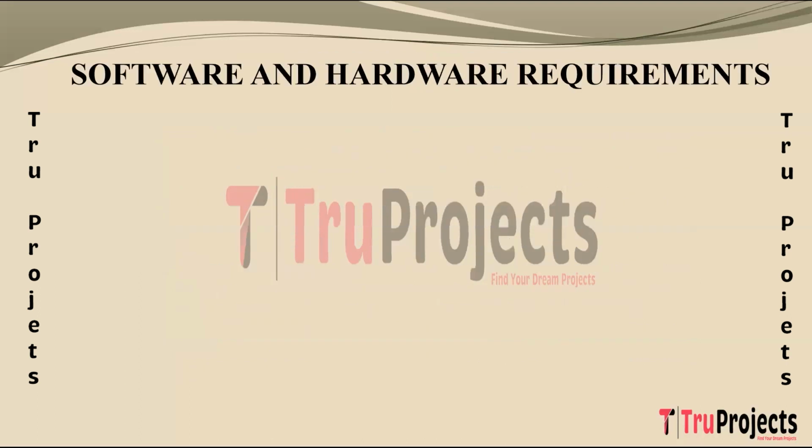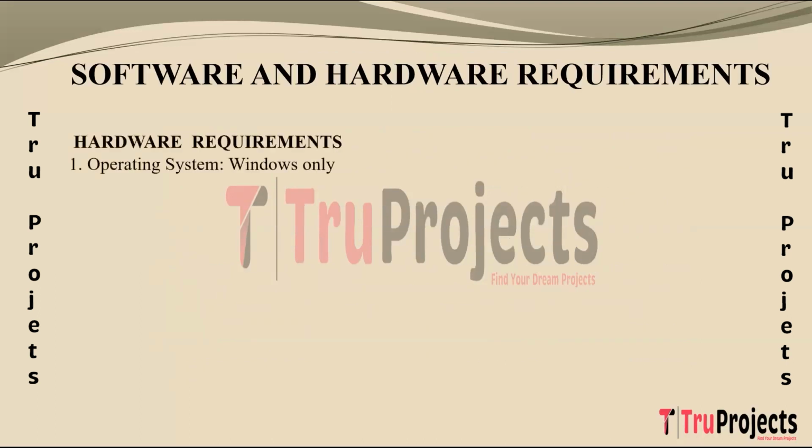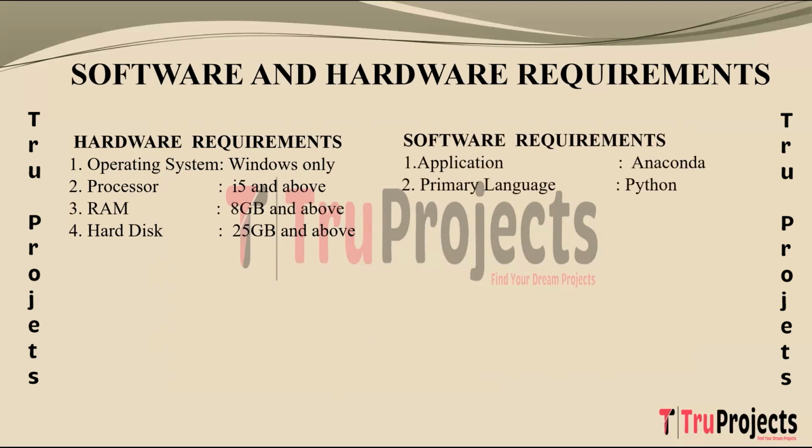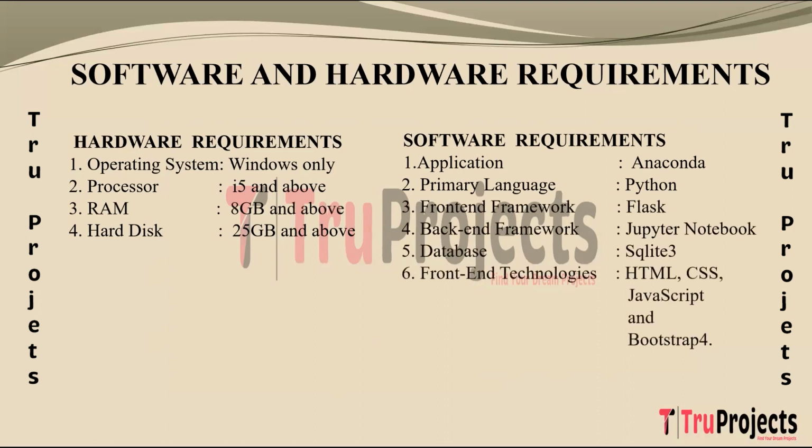Software and hardware requirements. Hardware requirements of the project are operating system of Windows, processor of i5 and above, RAM of 8 GB and above, hard disk of 25 GB and above. Software requirements of the project are application is Anaconda, primary language is Python, front-end framework is Flask, back-end framework is Jupyter Notebook, database is SQLite 3, front-end technologies used in the project are HTML, CSS, JavaScript, and Bootstrap 4.